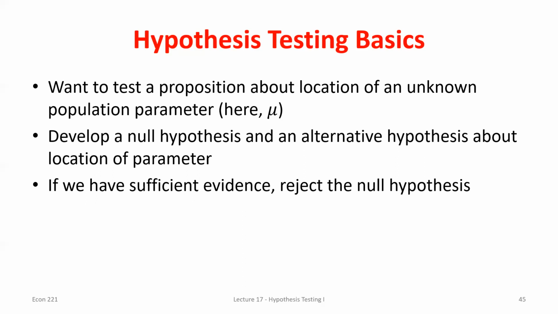So I might do something like this. Maybe I'm thinking about the average income in the US. So maybe I assume that the true population mean is equal to 50,000. The alternative hypothesis would then be the complement of that, right? So if I'm assuming it's equal to 50,000, the complement is that it's not equal to 50,000.